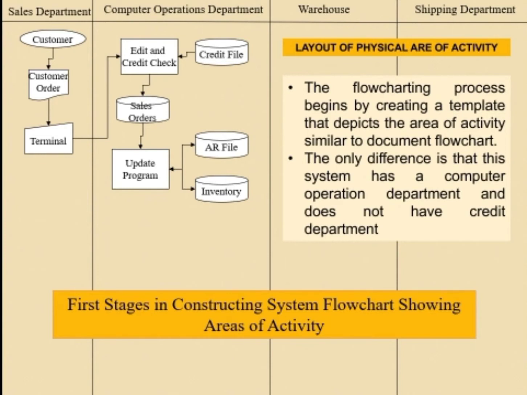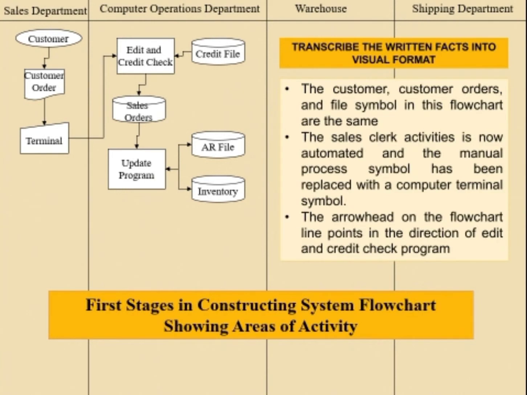Dito naman po tayo sa layout of physical area of activity ng system flowchart. So the flowcharting process begins by creating a template that depicts the area of activity similar to document flowchart. So kagaya rin po siya ng template ng document flowchart, pero ang pinagkaiba lang po is yung system flowchart ay ang ginagamit na po nating department dun ay computer operation, at yung ginamit po natin kanina sa document flowchart is credit department. Next slide is transcribe the written facts into visual format.